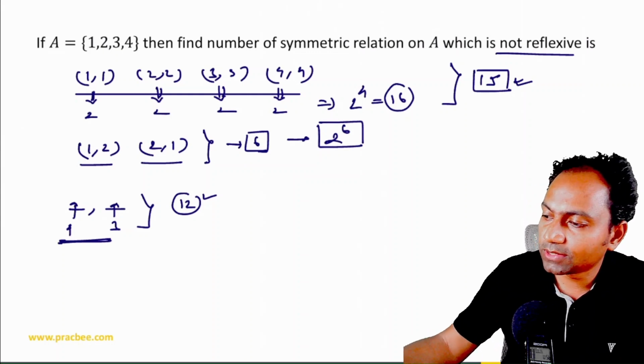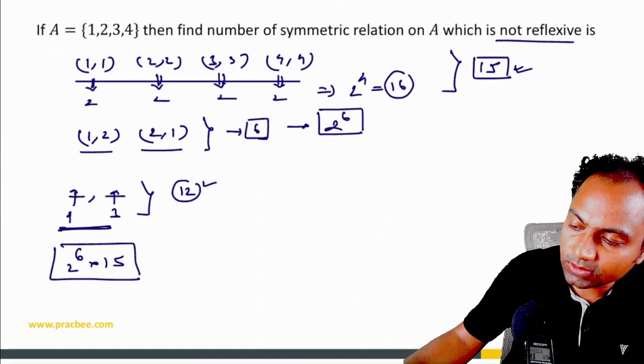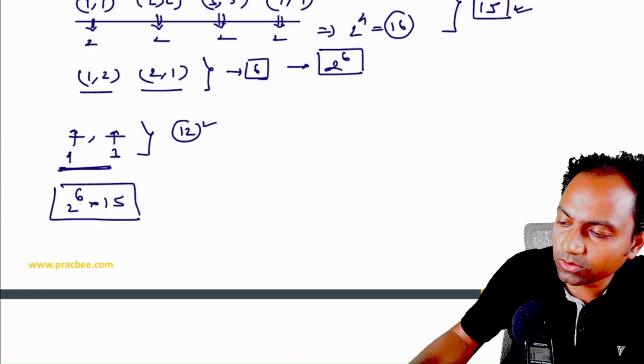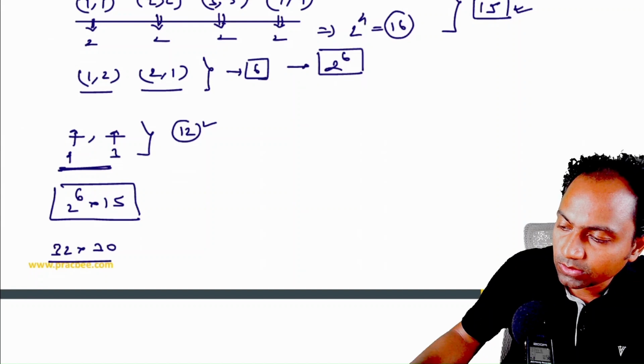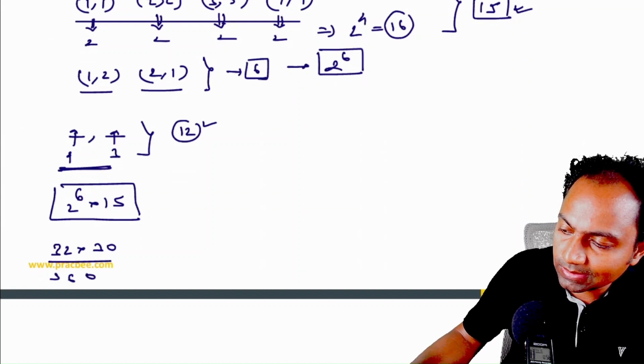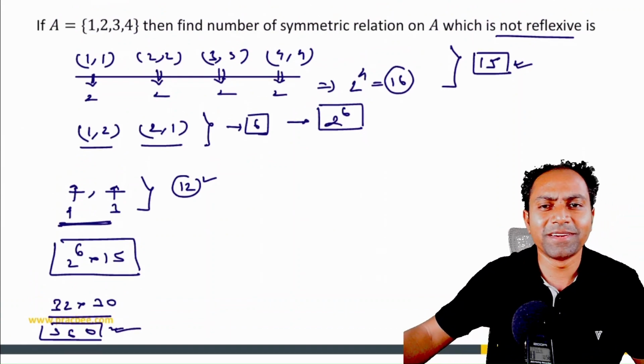So if I take this 2 raised to the power 6 and multiply it with 15, I should ideally get my answer. Let us check whether it is working out fine or not. So 2 raised to the power 5 is 32 into 30. So this becomes 960. So 960 is nothing but the answer to this question. It is a very interesting question.